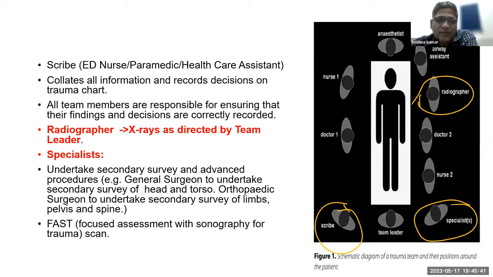The radiographer helps in taking diagnostic X-rays, especially two X-rays. We need the chest X-ray and the pelvic X-ray. And the specialists who are there help the trauma team and undertake the secondary survey and advanced procedures. The general surgeon has to do a secondary survey from head to torso, and the orthopedic surgeon undertakes a secondary survey of limbs, pelvis, and spine. And one bedside investigation, which has now taken over, is point of care ultrasound, where you do focused assessment with sonography. It quickly will tell you whether there's any intra-abdominal collection.